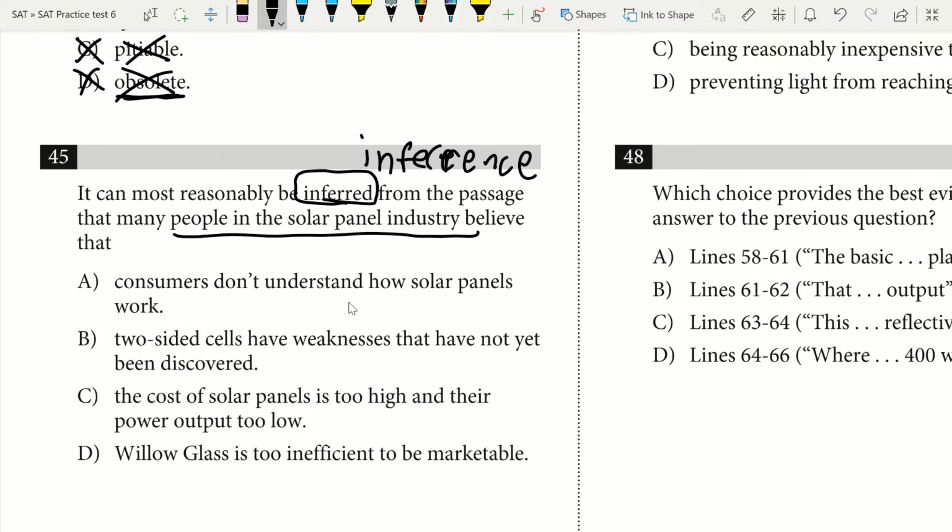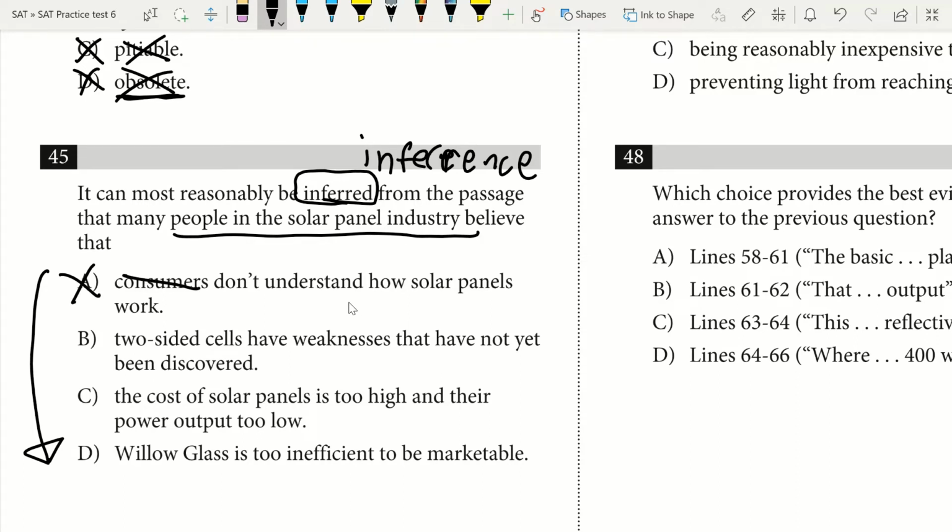Well, we'll actually just run through A through D in a minute, and I'll show you why the correct answers are correct and why incorrect answers are wrong, just to make it easier for you to see how I would do this if I were going A through D. So A, consumers don't understand how solar panels work. We never make that claim, so that's wrong.